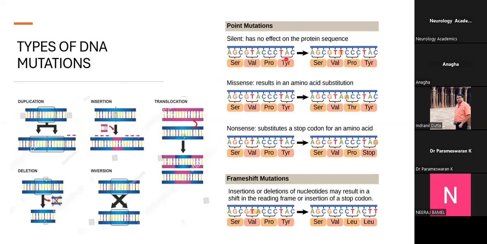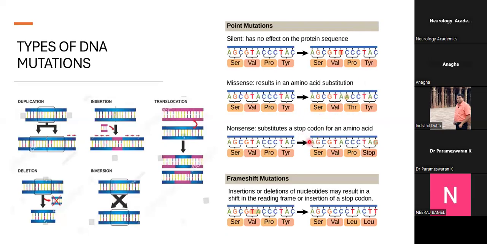So when there is a single change in a single nucleotide base pair that has no effect on the protein sequence, that is, the same amino acid is produced with this change in nucleotide base pair, this is known as a silent mutation. And in a missense mutation, when there is a change in nucleotide base, then there is a difference in the amino acid produced, and hence there will be a difference in the protein that is produced. This is known as missense mutation.